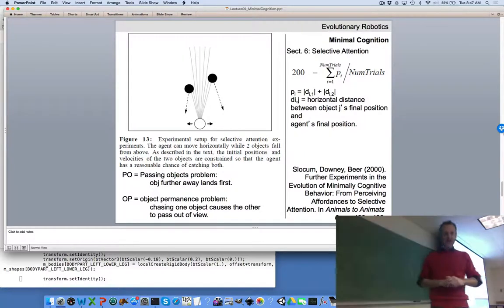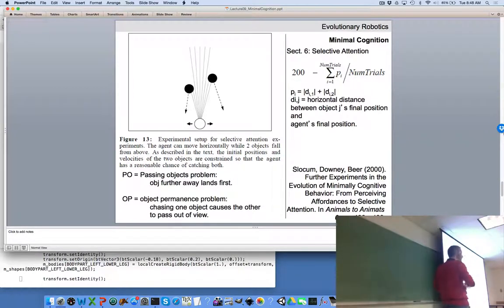Okay. So I showed you the video, now you've seen how this works. You can place pairs of objects that make this problem harder or easier. And we're going to characterize different pairs of objects according to the passing objects problem and the object permanence problem. So the passing objects problem is where the object that originally started further away is higher in the screen.